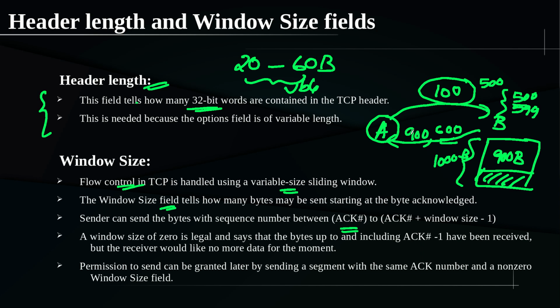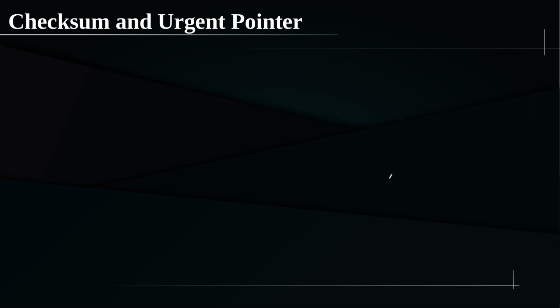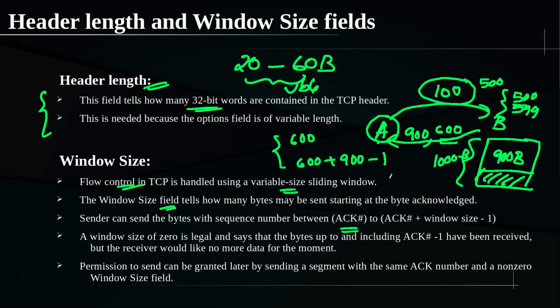Now as soon as this kind of a message reaches back, A will understand that B is waiting for sequence number 600 onwards, and the buffer of B can contain maximum 900 byte. So A can send sequence numbers from 600 to 600 plus 900 minus 1, because it is starting from 600. So that is why it is written like that. The acknowledgement number is actually the 600 in this example. Acknowledgement number to acknowledgement number plus the window size minus 1. So that much data A can communicate to B.